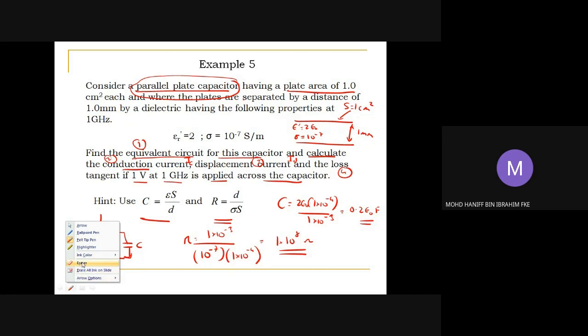So let me proceed. Are there any questions for this first solution for the equivalent circuit? Any questions for this? No? Okay, hopefully you understand this.